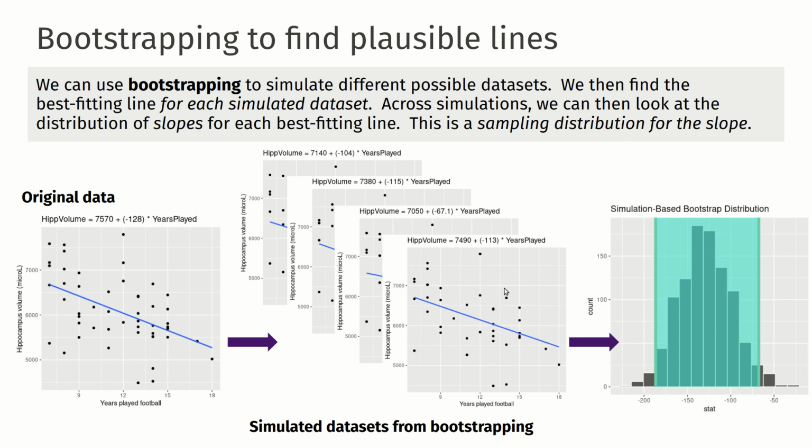But as I say, the interesting thing is that across, say, 10,000 or however many we want to do of these bootstrapping resamples, we can make a histogram of the slopes that we got from fitting a line to each of those imaginary data sets. And that's what this is right here. This is our sampling distribution for the slope. And this green colored region in the middle represents the 95% confidence interval for that slope.